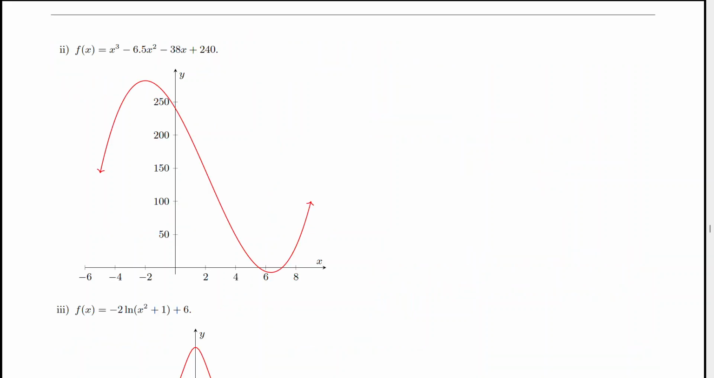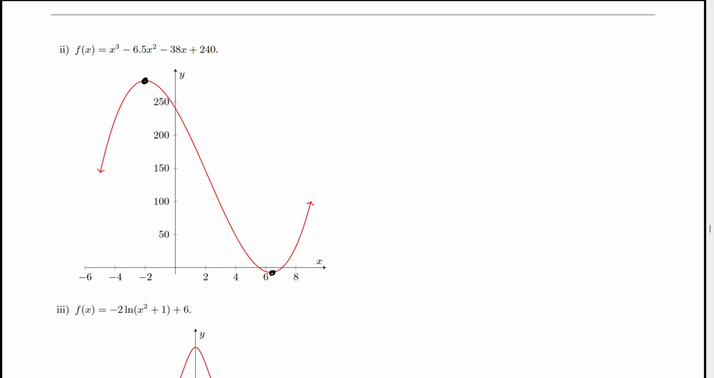Okay, so now let's do this together. f of x is x cubed minus 6.5x squared minus 38x plus 240. I would highly encourage you to pause the video right now and see if you can answer this question. Obviously, from the graph, it seems like we have a high point there.